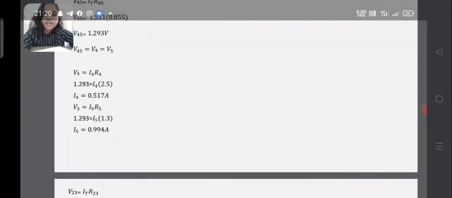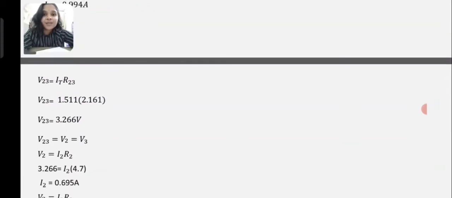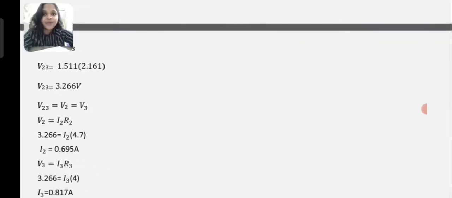So as we have already obtained the current value on resistor 4 and resistor 5, we use the same method for the combination of resistor 2 and 3. So we are going to find the voltage at resistor 2, 3, where 1.511 times 2.161, we get the value of 3.266 volt, which is the voltage of the combination of resistor 2 and resistor 3. As for parallel, V23 is equal to V2, which is also equal to V3.